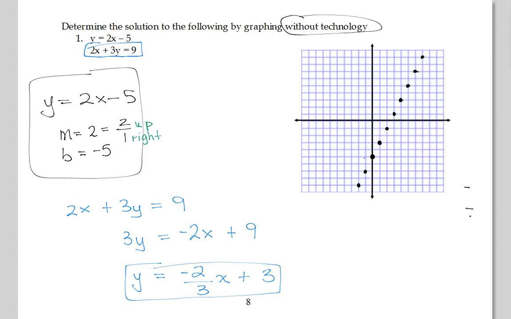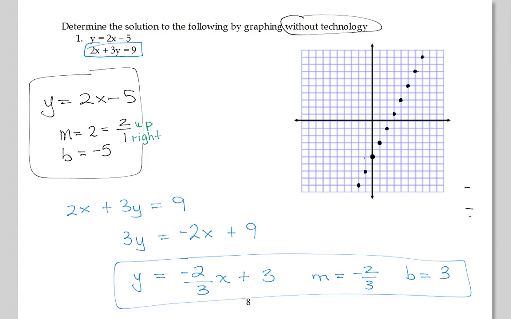So when you go to graph this one, you have the slope is -2/3, and you have the y-intercept at 3. So when you go to graph that, where should you start? Start at 3, right? So way up here.